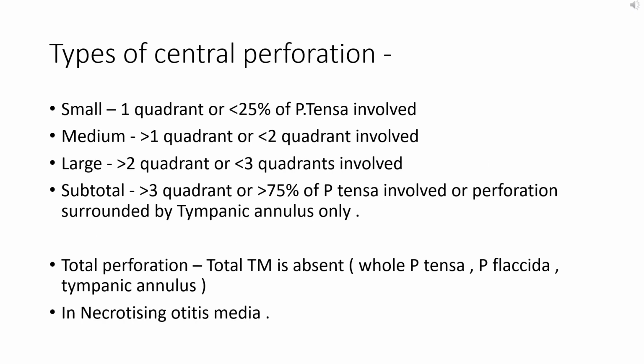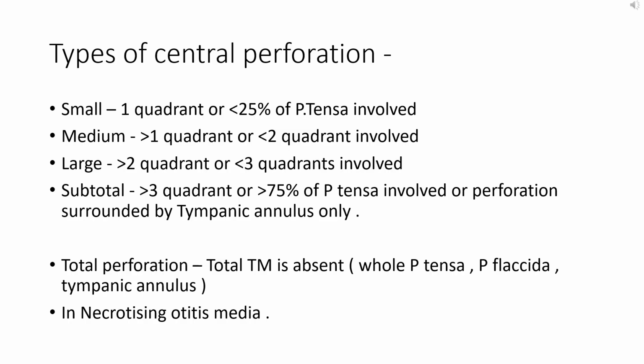Coming to the types of central perforation, it can be divided into basically five types. First is small central perforation, in which there is only one quadrant or less than 25% of pars tensa involved. Next is the medium perforation, in which more than one quadrant or less than two quadrants are involved. And third is the large perforation, in which more than two quadrants or less than three quadrants are involved.